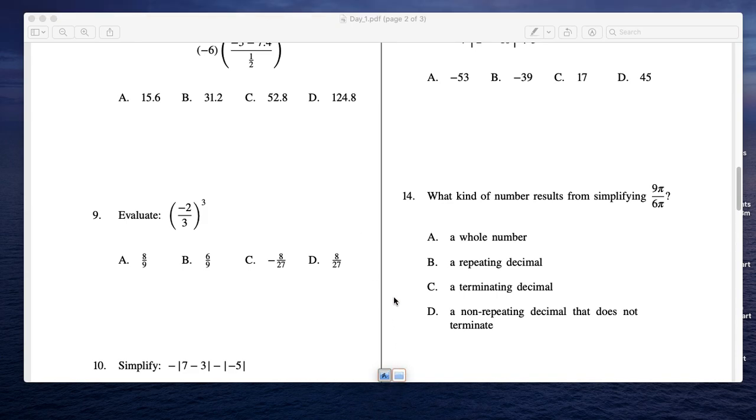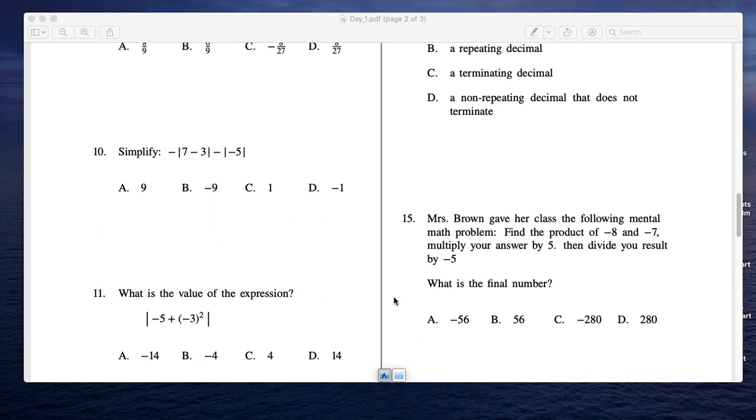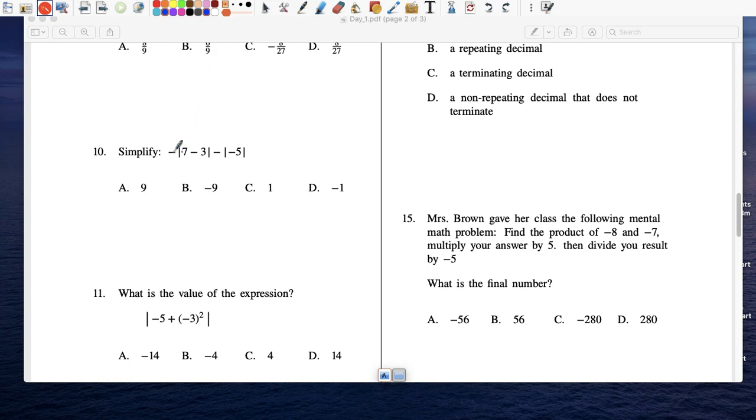10. Absolute values. Don't know, remember how. So let's do this without calculators. Again, so minus absolute value of 7 minus 3. Well, let's figure out what 7 minus 3 is first. 7 minus 3 is actually 4. Absolute value minus absolute value negative 5.